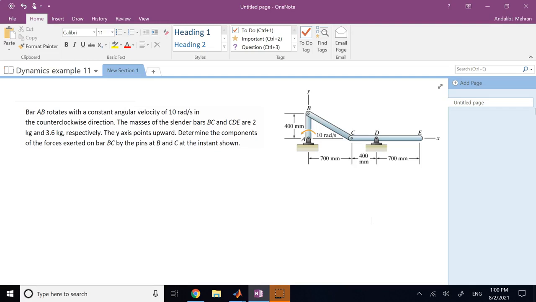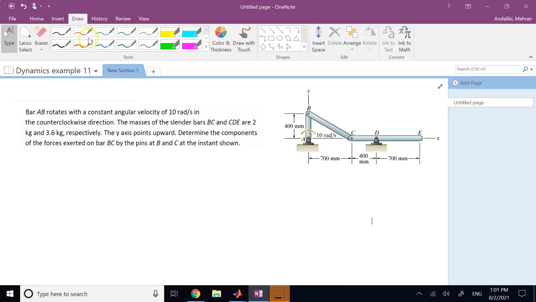Counterclockwise means the alpha of this member is 0. The masses for members BC and CD, which can be modeled as slender bars, are 2 and 3.6 kilograms, and their lengths are also given. At this moment, you want to determine the forces applied to pin B and pin C, or exerted on member BC by pin B and pin C.